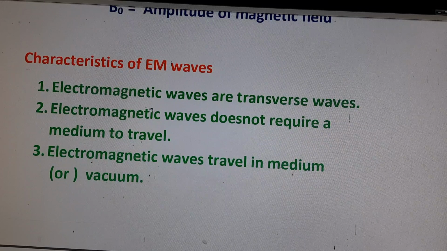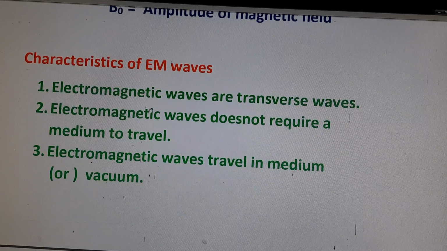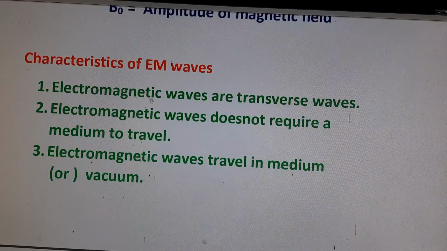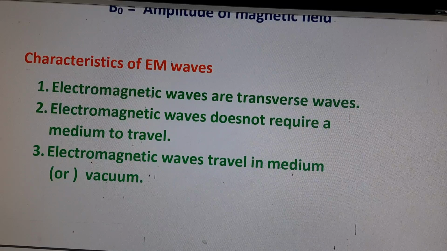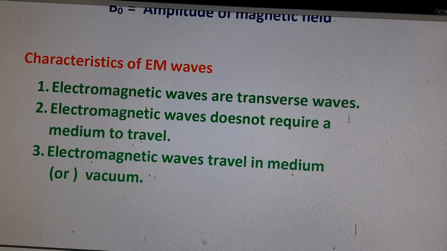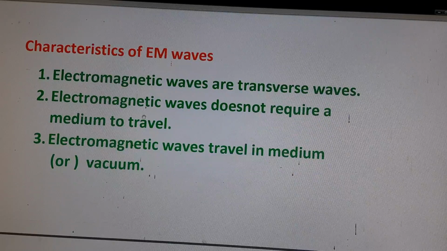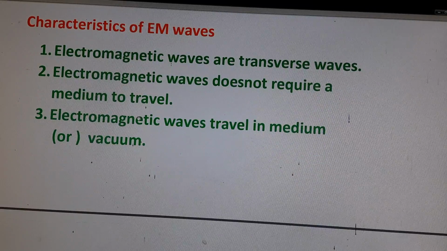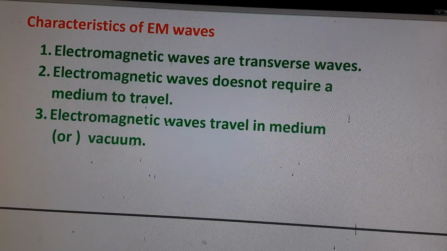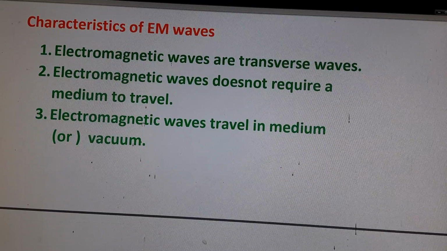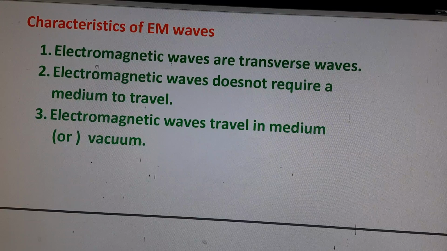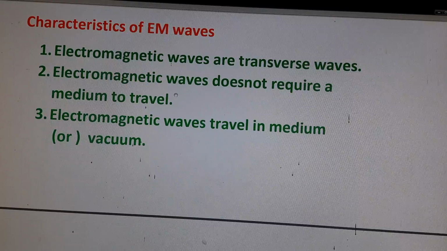What are the main characteristics, the parameters, of electromagnetic waves? An electromagnetic wave is produced by the electric field and magnetic field. Accelerating particles can produce the electromagnetic wave. We can note some points about electromagnetic waves. First, electromagnetic waves are transverse waves. Why? Because the electric field and magnetic field are mutually perpendicular, and this perpendicular nature of the wave is called transverse.